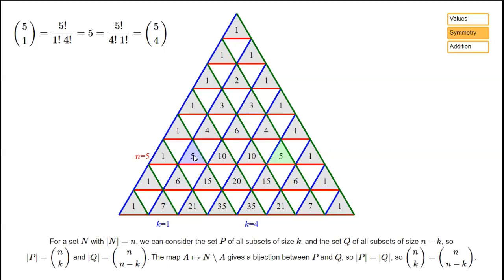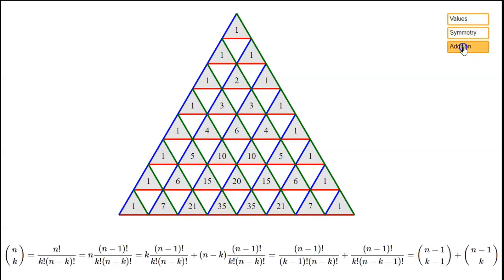So we see that the size of P is the same as the size of Q, or n choose k is the same as n choose n minus k. Of course, it's also possible to see that from the factorial formula, but from the point of view of this course, this bijective proof is actually more natural.